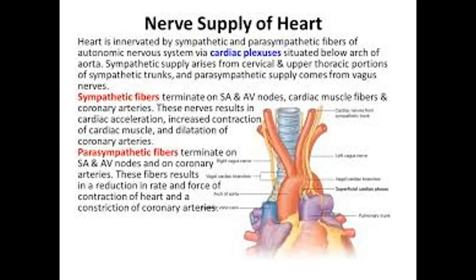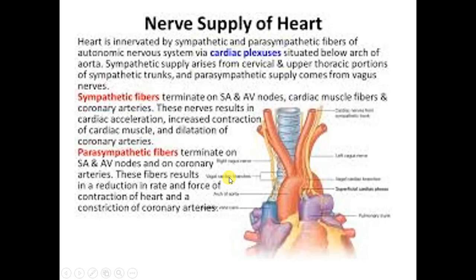So this was the cardiopulmonary bypass. Sympathetic fibers terminate at the SA and AV node and cardiac muscles. The autonomic nerve supply comes through the cardiac plexus, situated below the arch of aorta. Sympathetic supply arises from the cervical and upper thoracic portion of the sympathetic trunk, and parasympathetic comes from the vagus nerve. And they act through the SA and AV node.